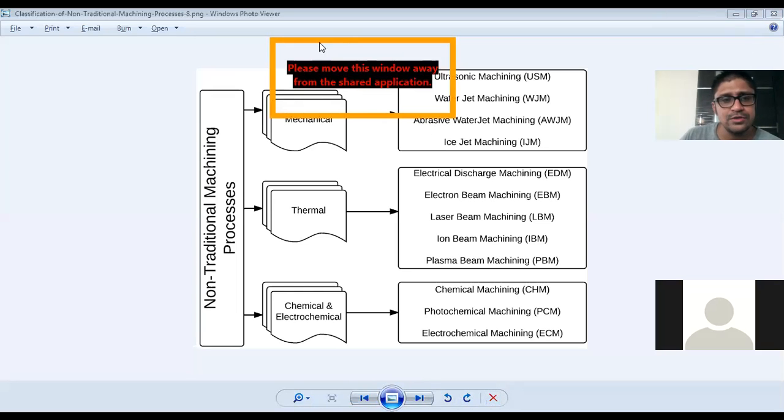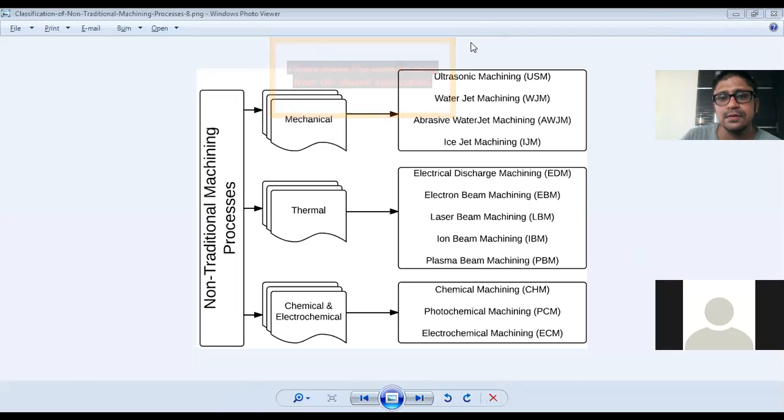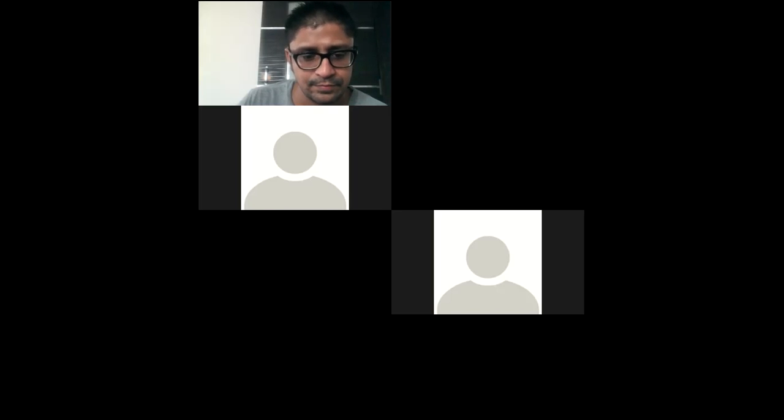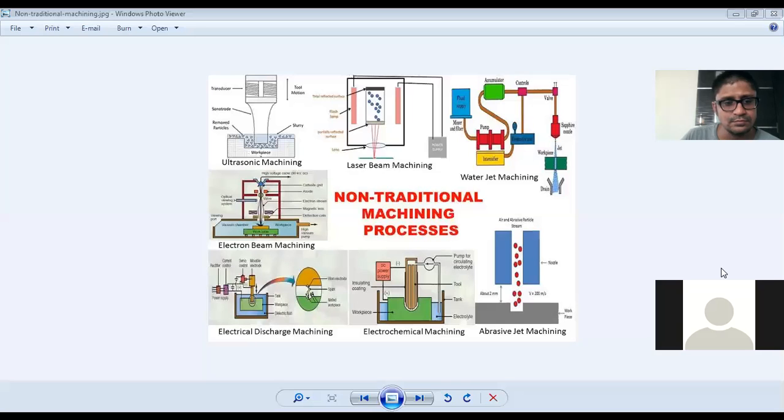So now I will go back to the main file and I will summarize the non-traditional in a very good picture form, and then we will discuss further. So now can you see this picture? Nitesh, can you see? Okay.